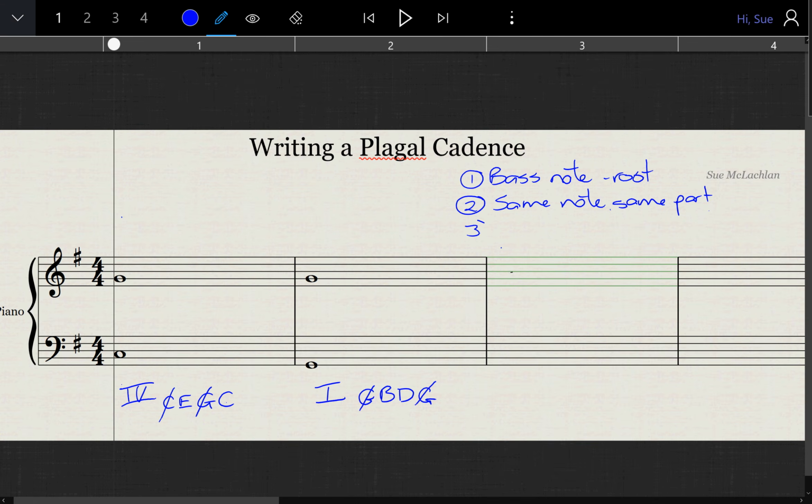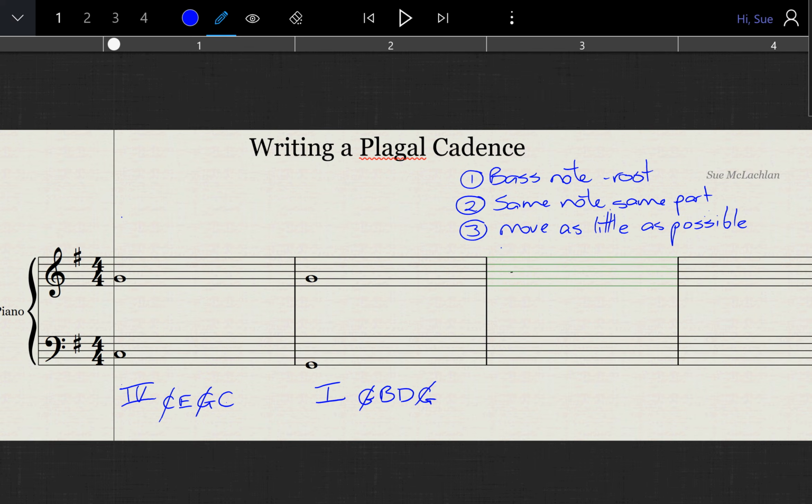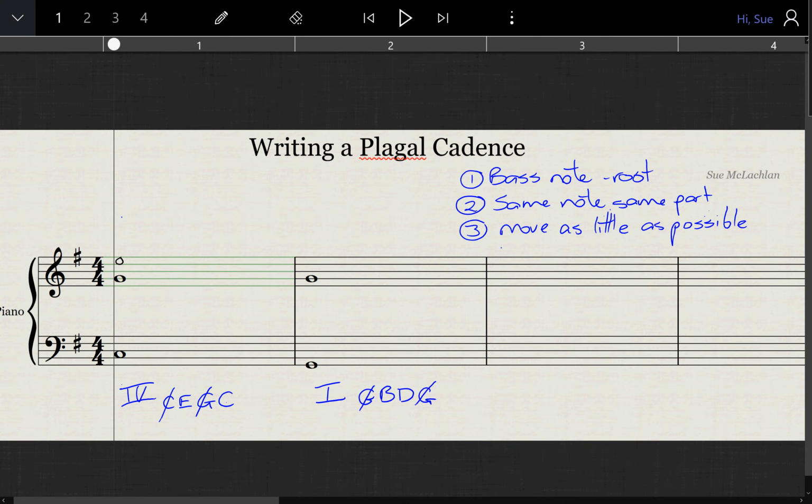And then the third rule is move as little as possible. So if we have a look at the notes that are left, we could go from E to B and then C to D. One of them moves by step and the other one has a leap. But if we choose the other option, which goes from E to D and C to B, then both only move by step. So if we go from E to D and C to B, then we have these moving by step.